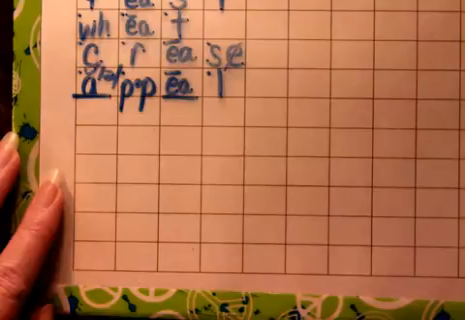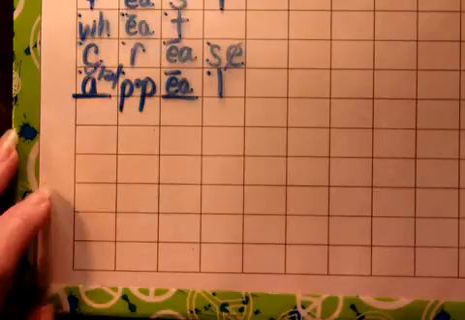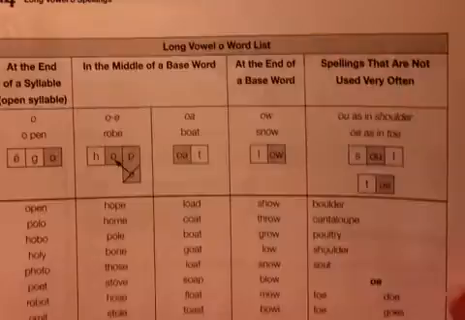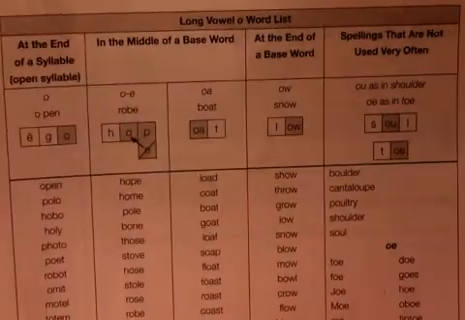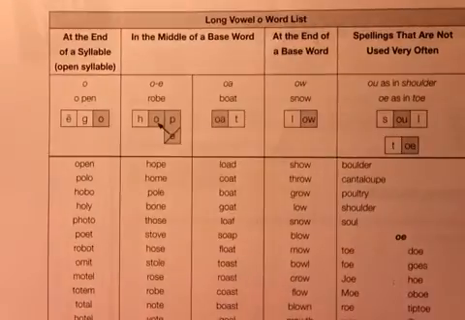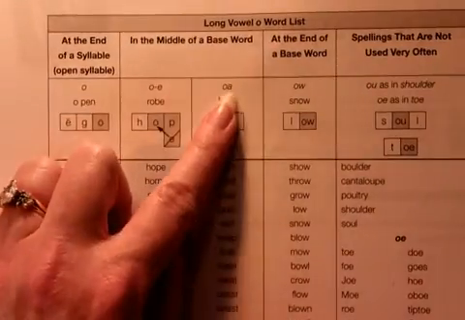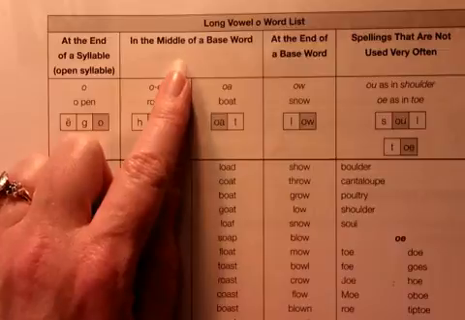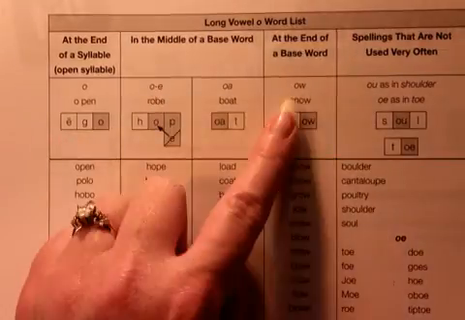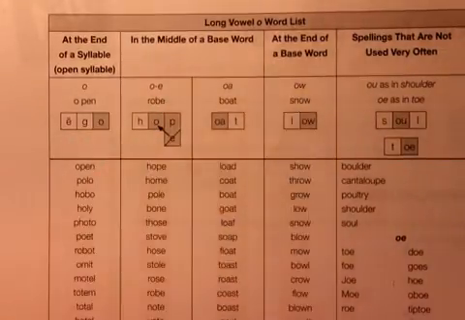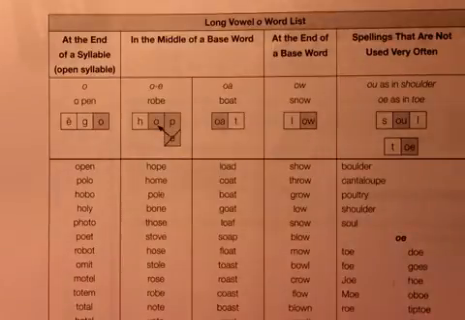The next word is coast. That means we're going to start with the long O sound. Let me show you that. O. O-A in the middle of the base word will have an O-W at the end of a base word. But we'll also have O-W in the middle of a base word.